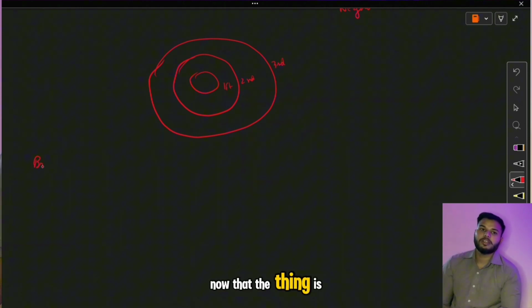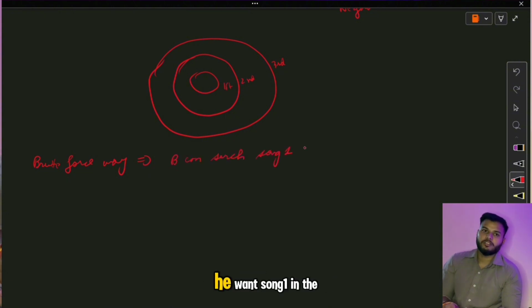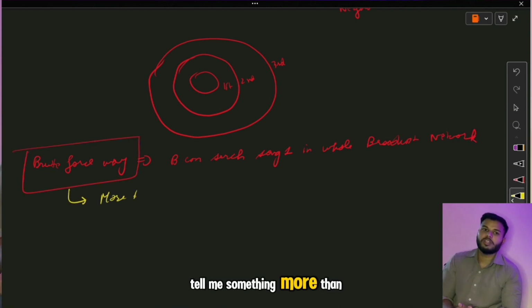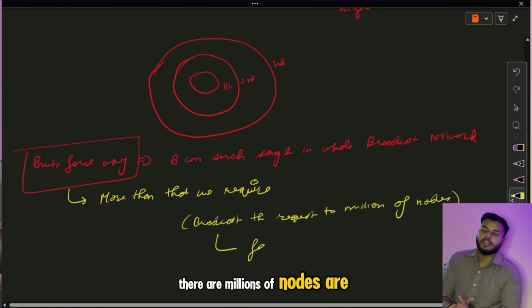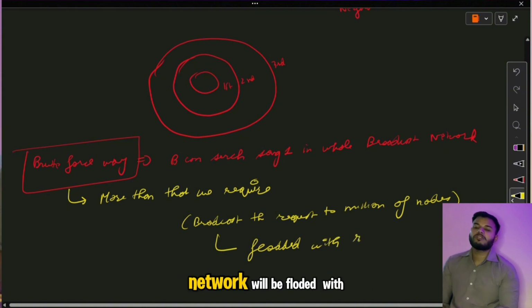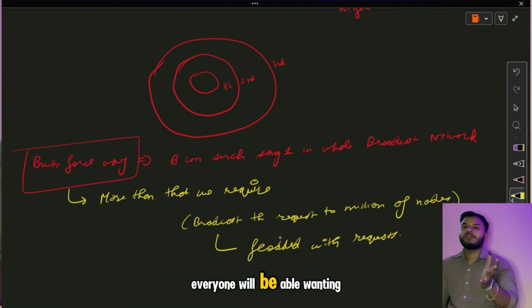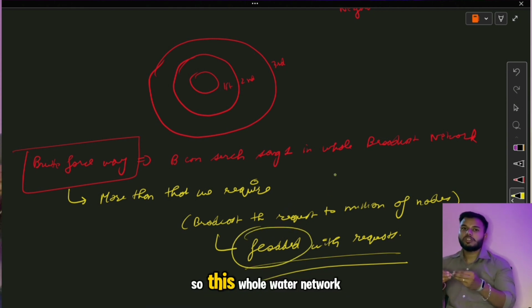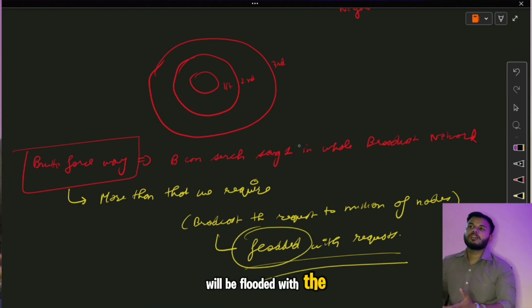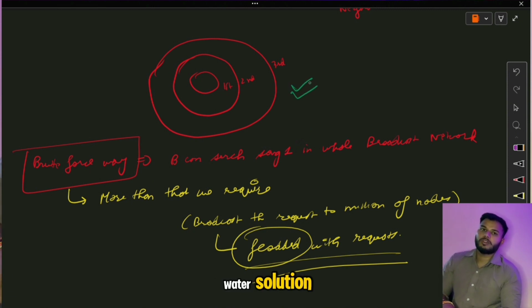The brute force way of doing this would be to broadcast a request to the whole network. But the issue is that it would be more than we require. If we broadcast the request to everybody, with millions of nodes, the whole broadcast network will be flooded with requests. Everyone will be wanting some songs, everybody will be wanting some other information. So the solution Gnutella came up with was this expanding ring algorithm.